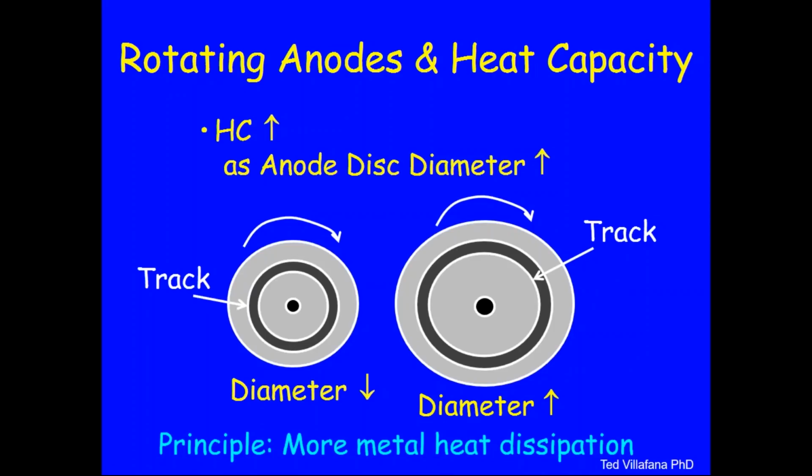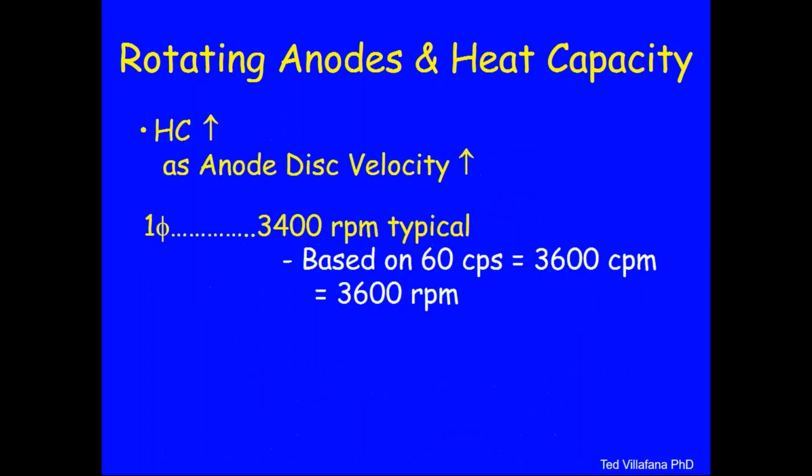Typically, for a standard general radiographic tube, you don't have to remember the numbers, but there would be between 3 inches and 4 inches in diameter, while a CT tube, you'll know a CT tube when you see it. It really looks huge, usually 5, 6, or 7 inch diameter anodes. Then there is the other parameter, the velocity. How fast is the velocity of that target?